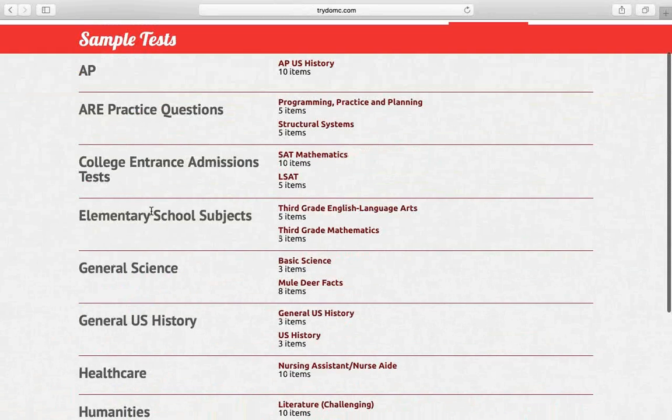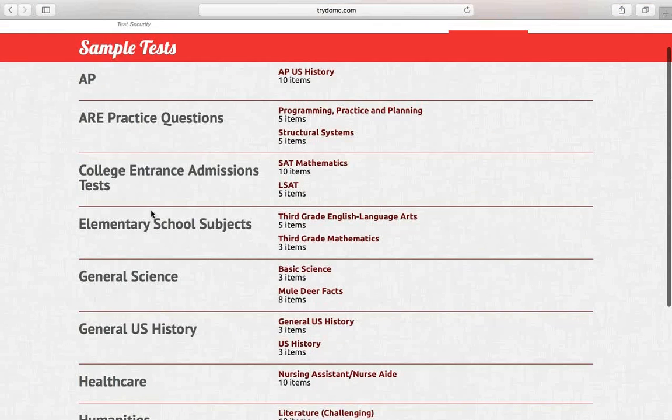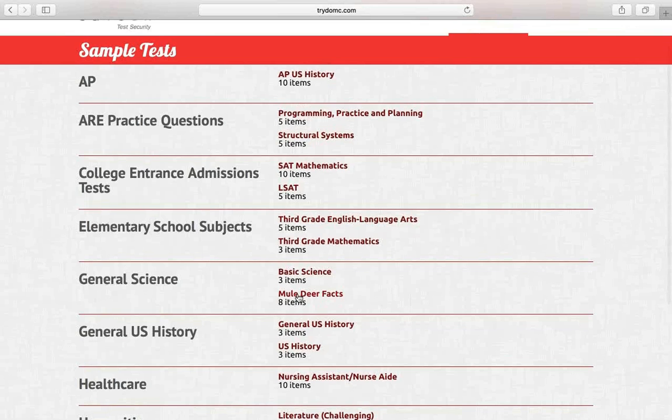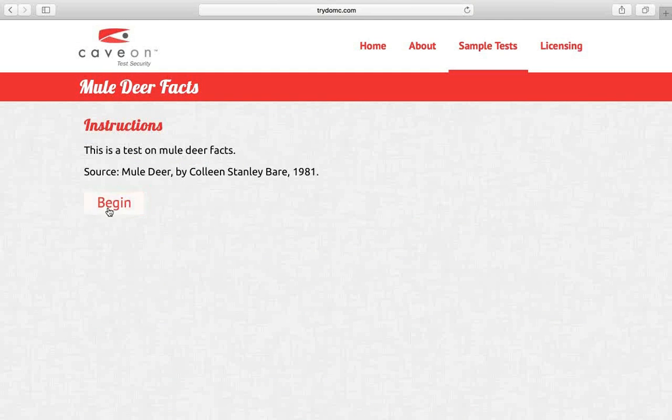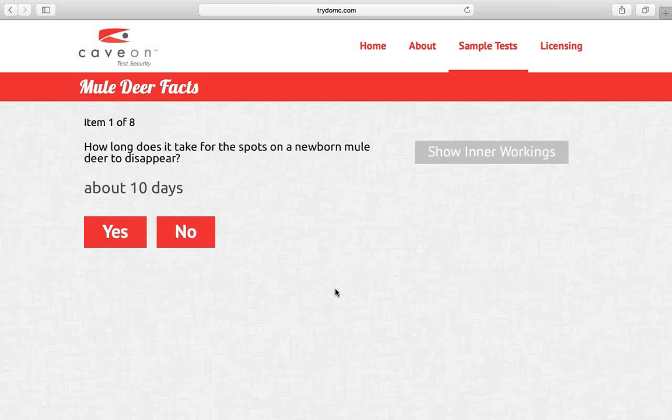The best one is under the general science mule deer facts. Some of us probably know a little bit about mule deer. It makes it a little more of an interesting test, and it'll illustrate how the discrete option multiple choice test works. So I'm going to begin the test. The first question came up: how long does it take for the spots on a newborn mule deer to disappear? The first option is about 10 days.